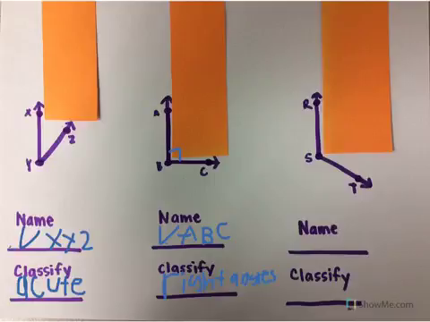Okay. And then our last angle. Can you name that angle for us? Angle OST. What else could we name that angle? Angle TSO. Or? S. Awesome, angle S. Okay, can you classify angle S? Obtuse. Because how did you know that? Because it's greater than 90 degrees.